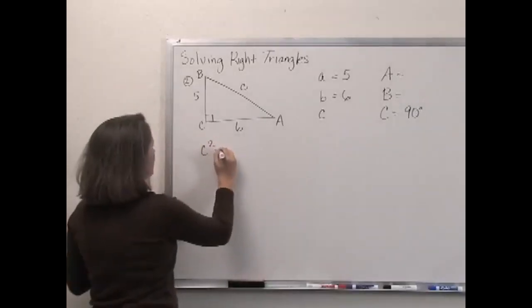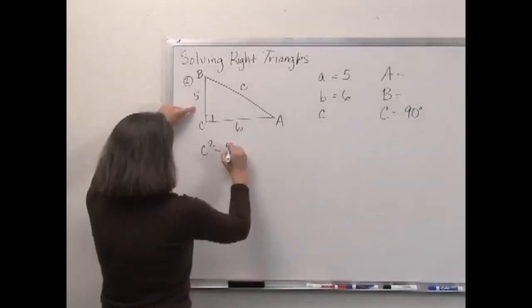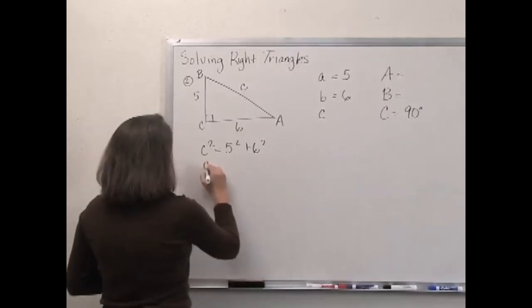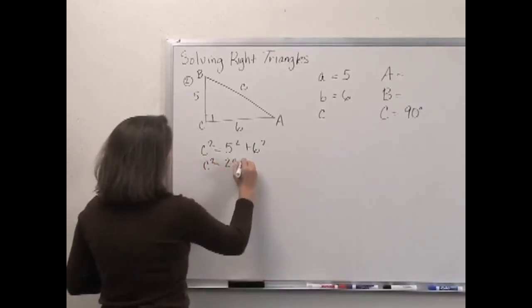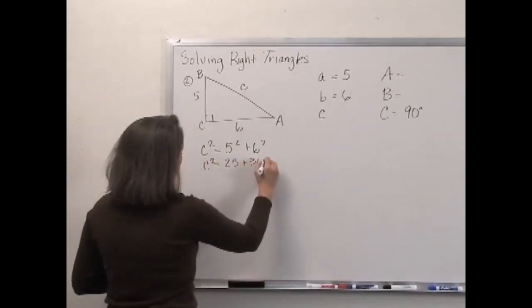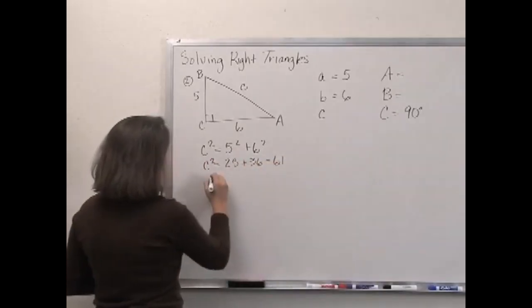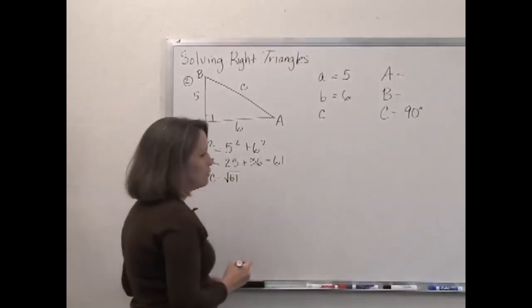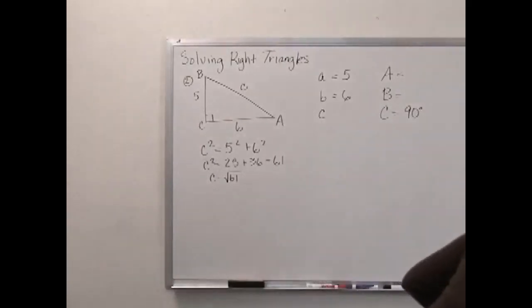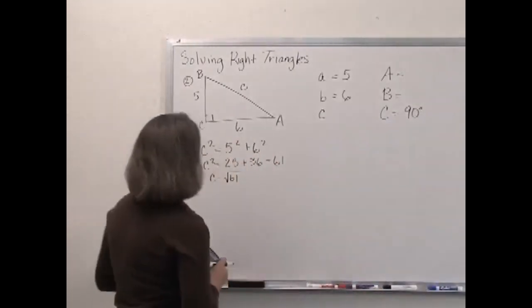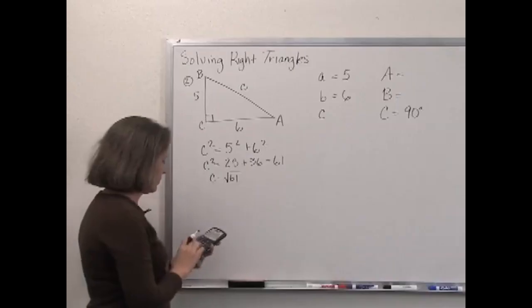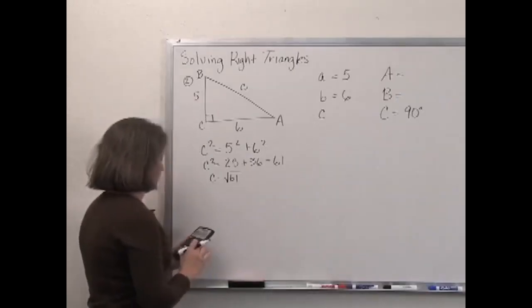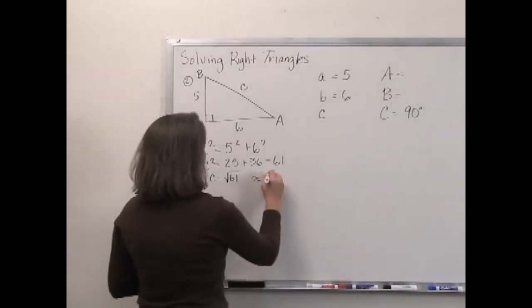C squared has to equal 5 squared plus 6 squared. So C is exactly equal to the square root of 61. We'll use our calculator to approximate that to 1 decimal place, and it's about 7.8.